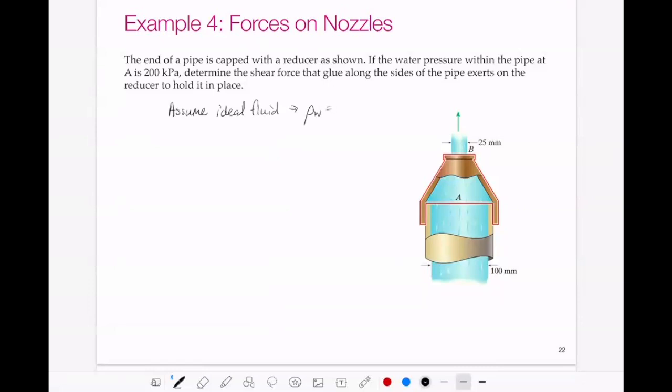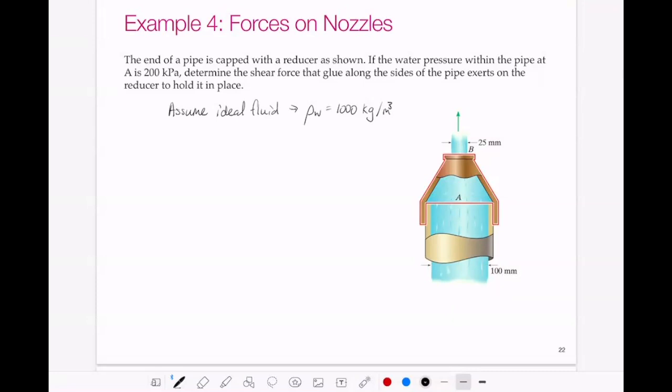We can use the density of water. No other information is given to us. We'll just say it's 1,000 kilograms per meter cubed. So our control volume is drawn in the question, and it is the region that contains the entire nozzle cap.